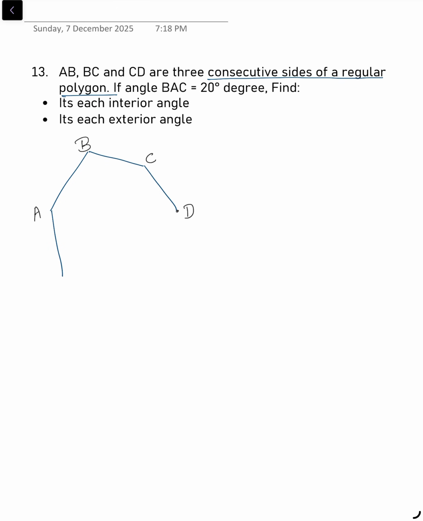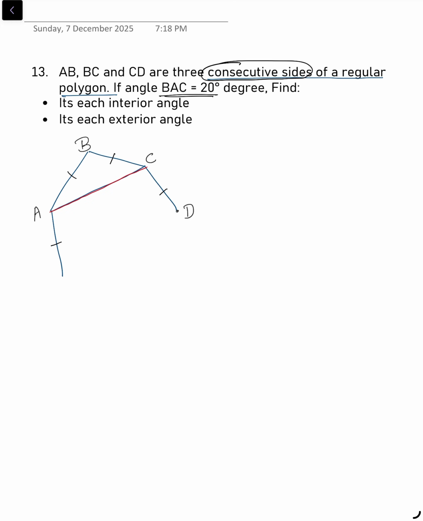So what is next? In the question they have given consecutive sides. Regular polygon means all the sides are equal, so I will mark that. And next they have given the angle BAC. Angle BAC means I have to join AC. So if you join this AC, you will come to know one thing.